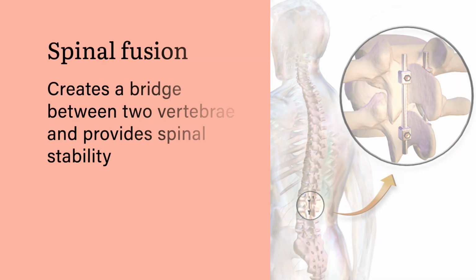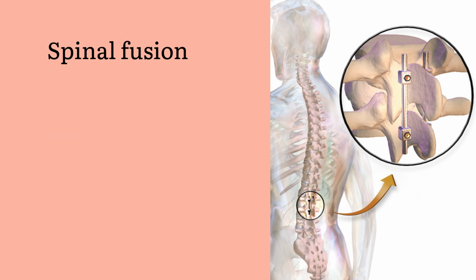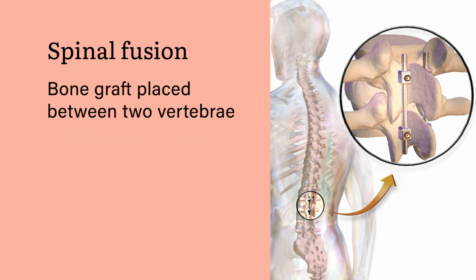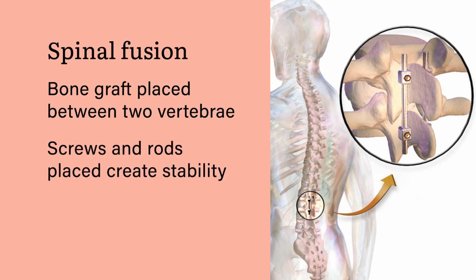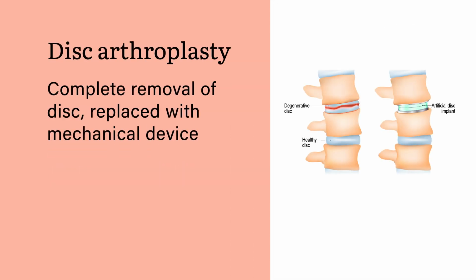A spinal fusion creates a bridge between 2 or more vertebrae and provides spinal stability. A bone graft is placed within the space between 2 vertebrae. Screws and rods are placed to create stability between the 2 vertebrae. Disc arthroplasty is the complete removal of the disc that is replaced by a mechanical device that simulates spine function. Typically done in younger patients, it can help maintain mobility.